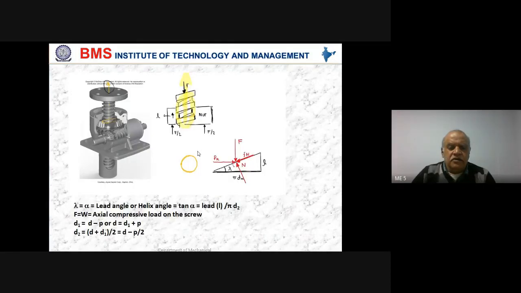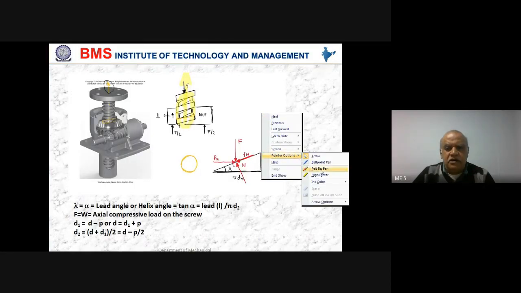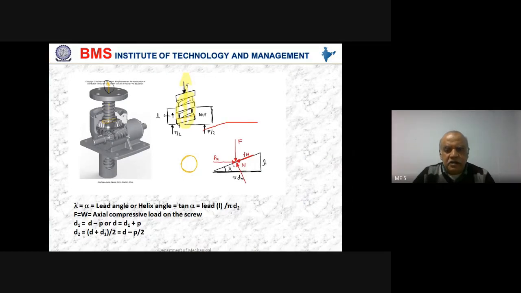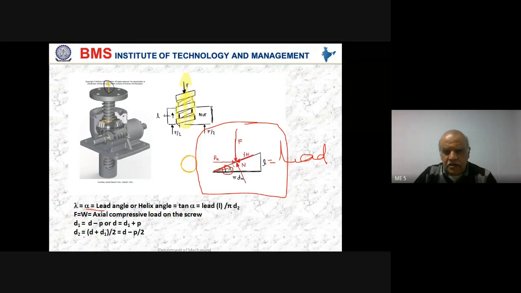Yes, sir. Right. So this is what we are trying to understand, the thread terminology. I take a single thread. This lambda or alpha is called the lead angle, and this L represents the height of each thread, that is called lead, and the force F will be acting downward on the thread like this. I have taken one single thread and I am trying to analyze. The angle alpha is nothing but the lead angle. The opposite side is called the lead. That will give you the height of the pitch.